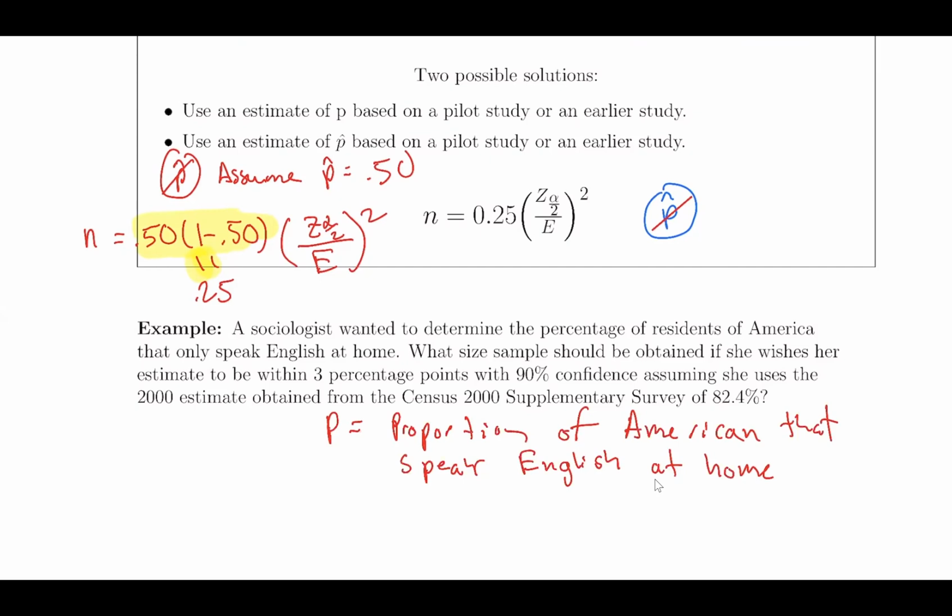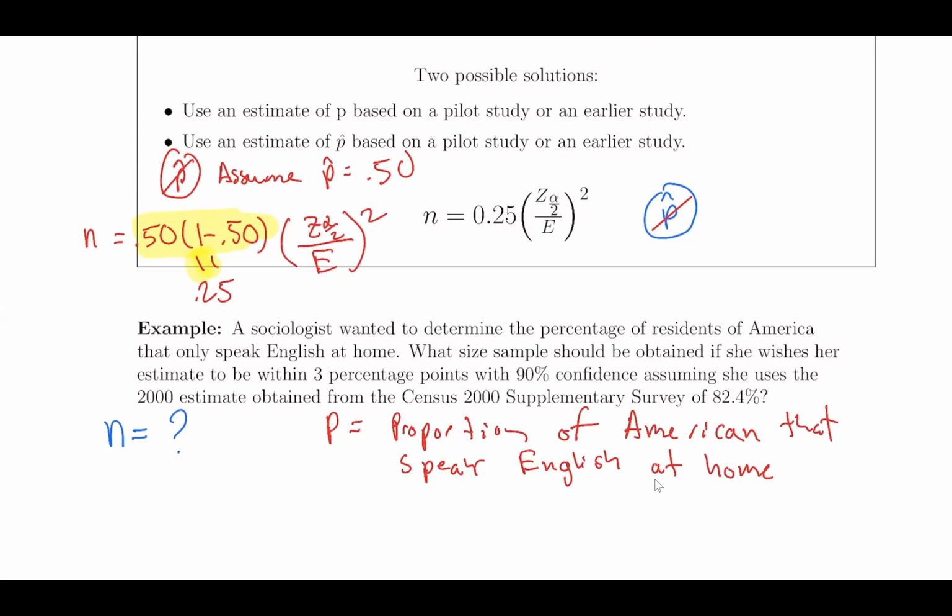If you look at the first thing they tell us in the second sentence, it says what size sample. When it says what size sample or what sample size, that means we're trying to find what n is equal to. We don't know what n is, so we're trying to find n in this case, because it says what size sample should be obtained. That's your hint that you're solving for n.